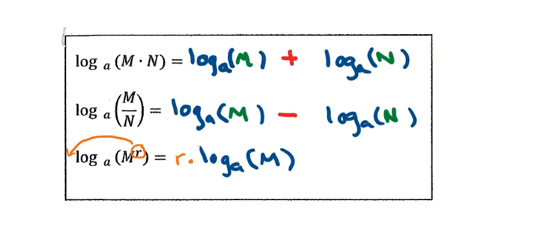Okay, so just to summarize, by these three properties, multiplication turns into addition, division turns into subtraction, and powers come down as factors. All right, in the next video, we'll go ahead and put each of these three to use.